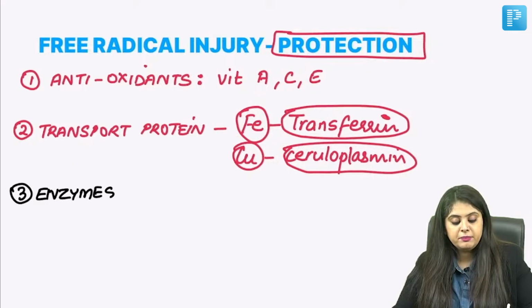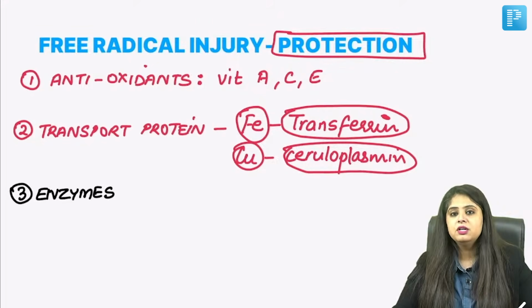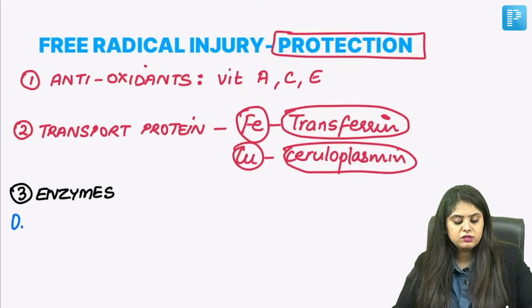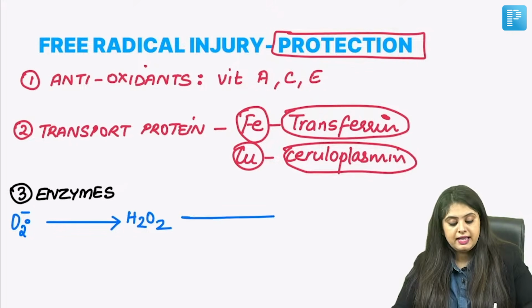He has given you some enzymes, and there are 3 enzymes, but I don't want to teach you the way it's written in the book. I want to teach you a little logically, which will take 1 minute. Tell me, which free radical was the first? Superoxide. Second free radical is what? H2O2. And third free radical is going to be OH.